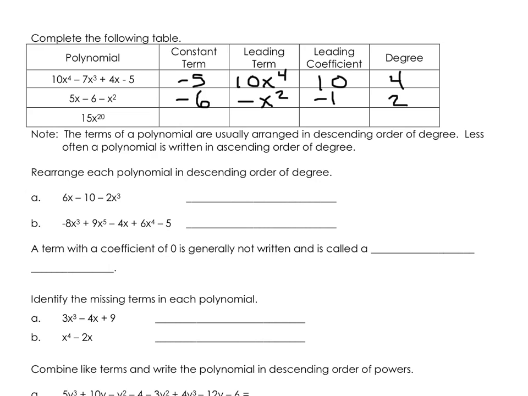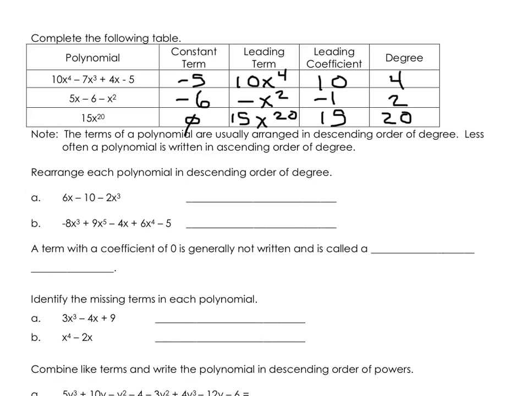So 15x to the 20th, that's a monomial. What is the constant term? There's not one, it doesn't exist. So we'll put a 0 with a line through it to show that it doesn't exist. It's an empty set. What's the leading term? 15x to the 20th. What is the leading coefficient? 15.